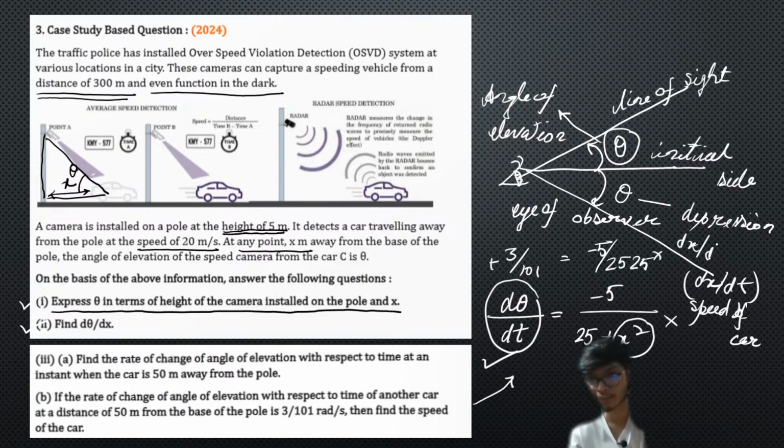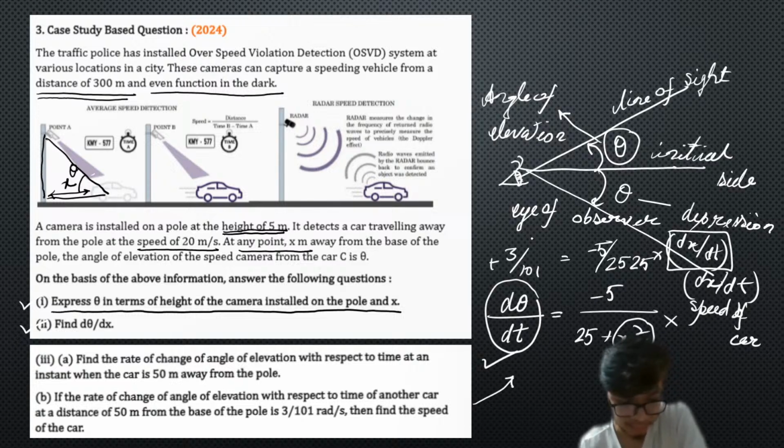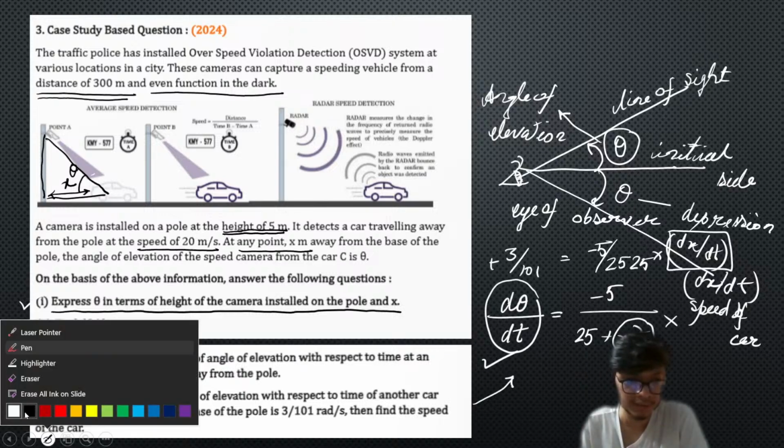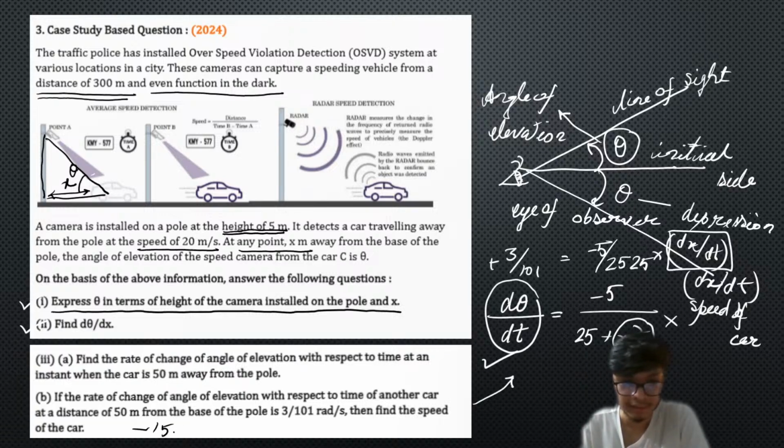So the speed of the car we can easily find by dividing this part. The speed of the car equals minus 15. If you simplify this part, we get the answer as minus 15 meter per second. Now what does this minus 15 indicate? Since we are talking about speed, this indicates that the car is moving in the opposite direction.